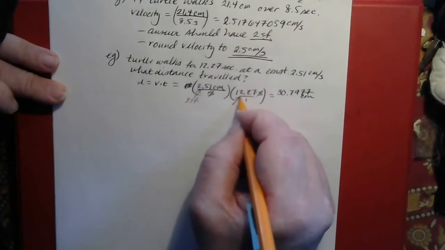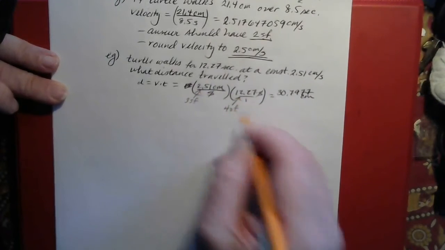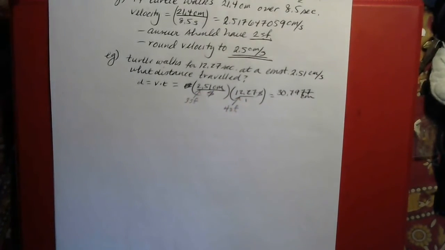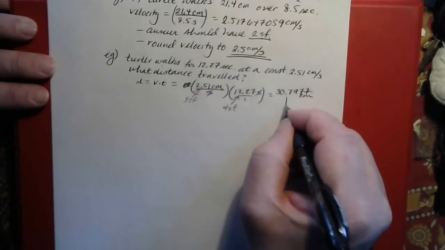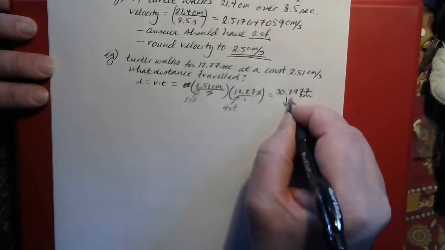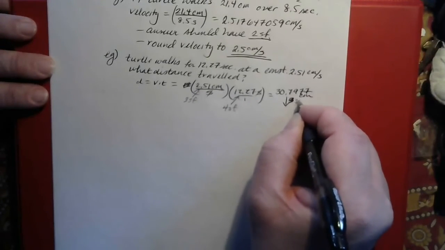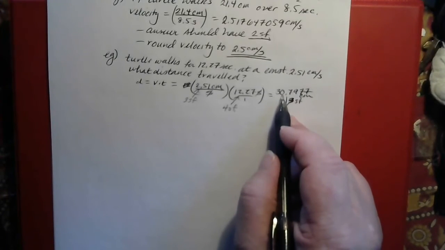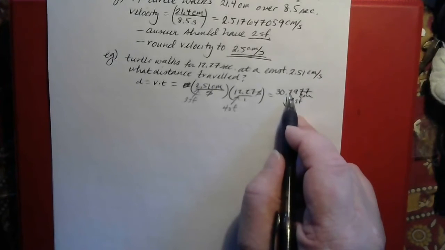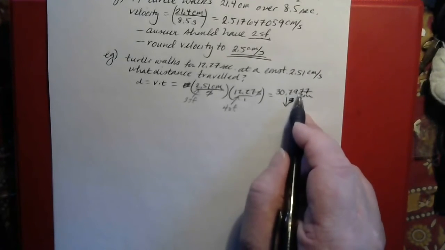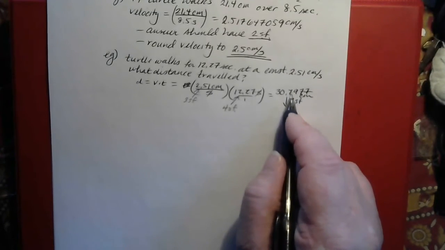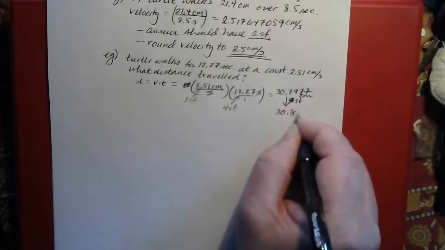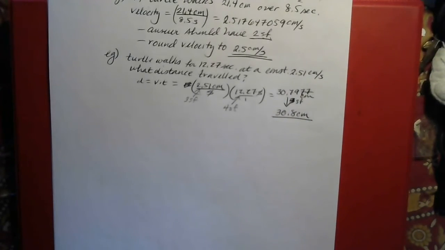2.51 is only 3 significant figures, and 12.27 is 4 significant figures. So we have to cut this number down to 3. That means the 3 can stay, the 0 can stay, and the 7 can stay. But the first number we're dropping is a 9, which means the last number we're keeping should go up by 1. So the proper number of significant figures would be 30.8 centimeters.